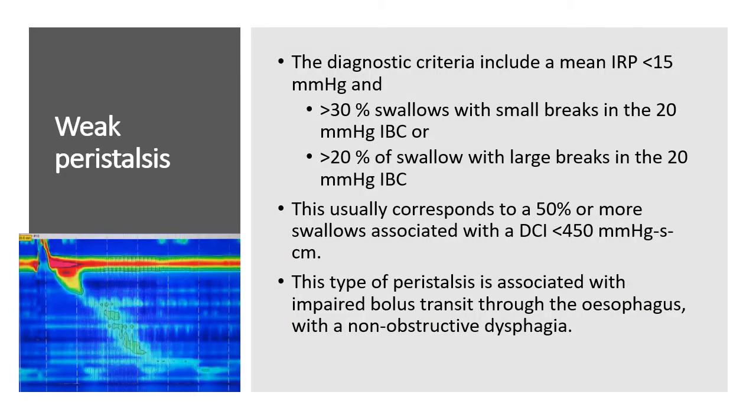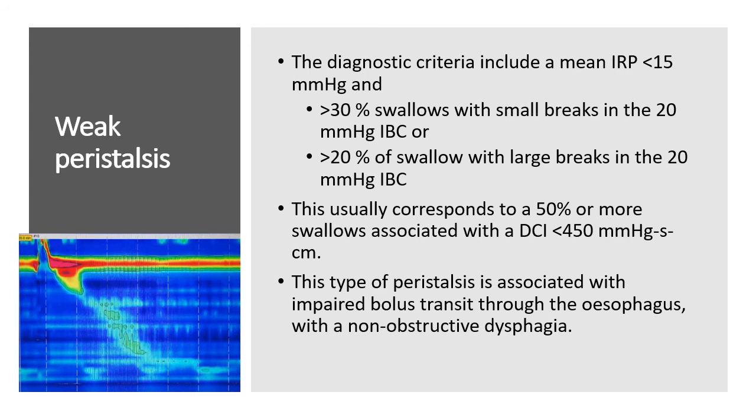In weak peristalsis, the diagnostic criteria include a mean integrated relaxation pressure less than 15 mm mercury and more than 30% of swallows with small breaks in the 20 mm isobaric contour, or more than 20% of swallows with large breaks in the 20 mm isobaric contour.